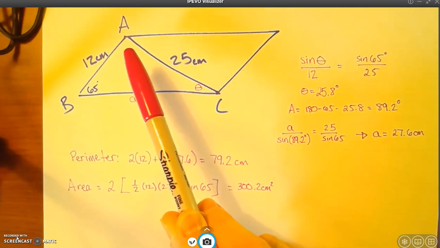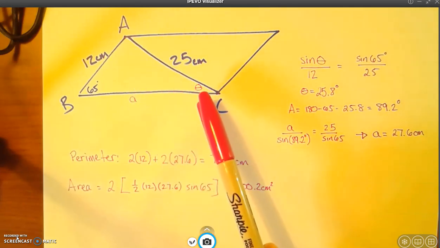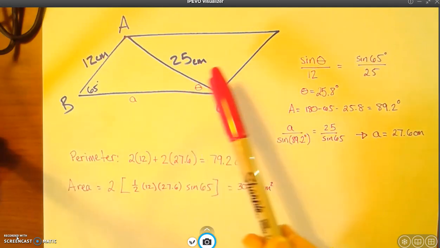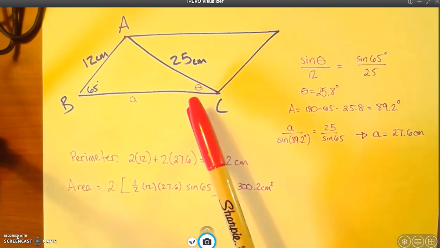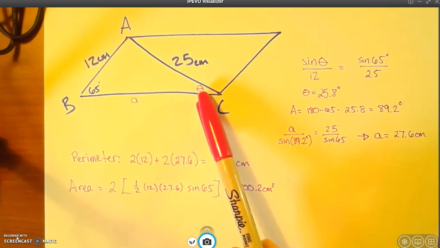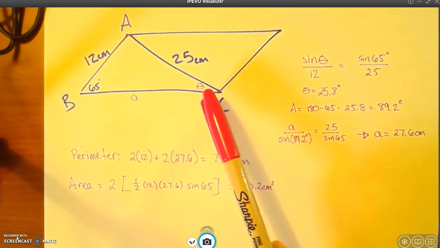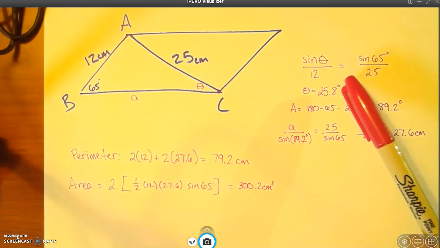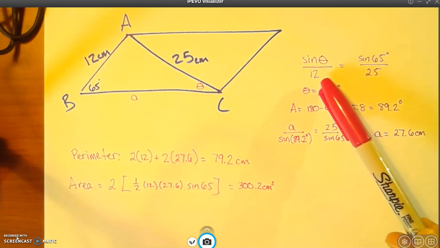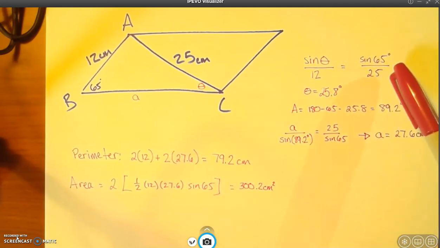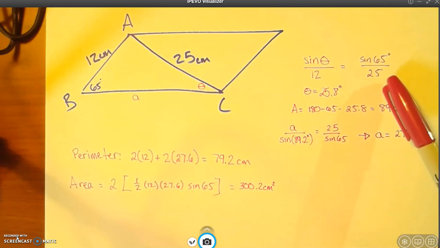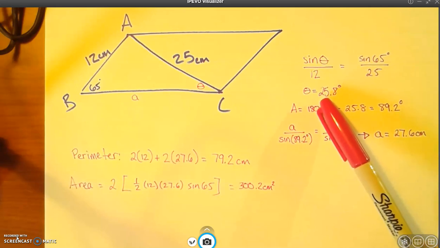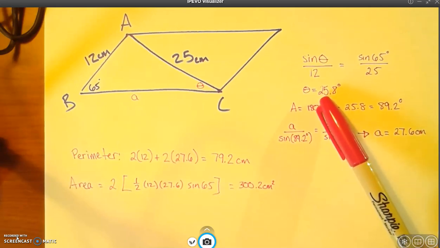And in order to get angle A, I'm not going to call this C, because C would technically be the entire angle here. So I'm just going to call it theta, which is the little wedge of the lower triangle angle. So we're going to find theta first, setting up a law of sines. Sine theta over the opposite side, 12, equals sine 65 over the opposite diagonal, 25. Cross multiplying and solving for theta, you get, and this is a little bit rounded, 25.8 degrees.